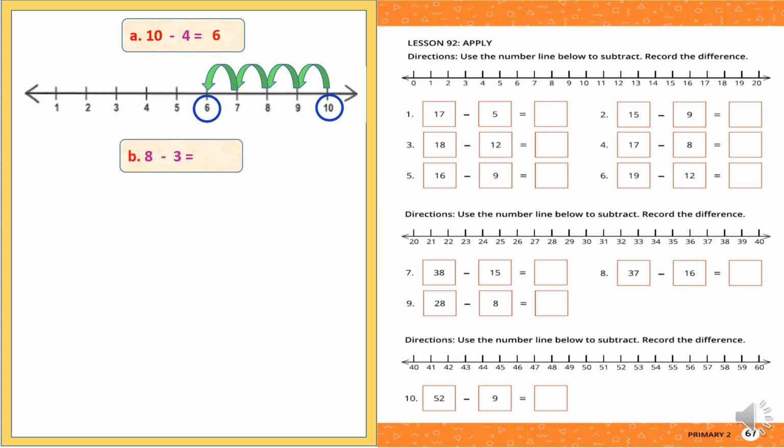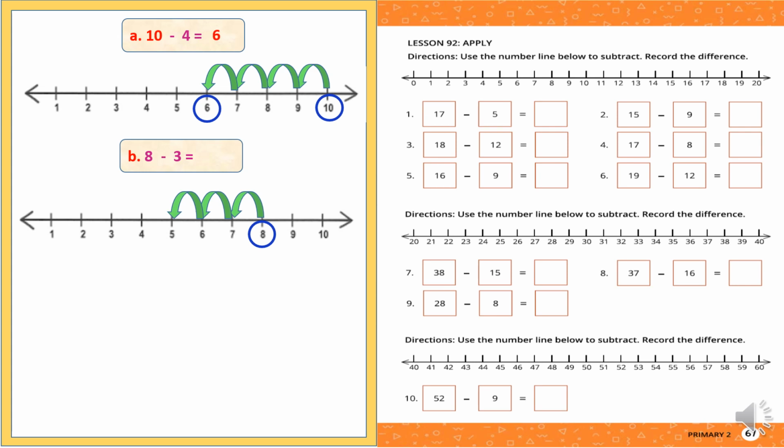The next question, 8 minus 3. 8 minus 3 using counting back equals what? Draw the number line. The first number here is 8. So we will mark 8 on the number line. 8 minus what? 8 minus 3. So we will count back 3 steps to reach 7, 6, 5 and stop, because only 3 steps. We stopped at 5. So the result equals to 5.